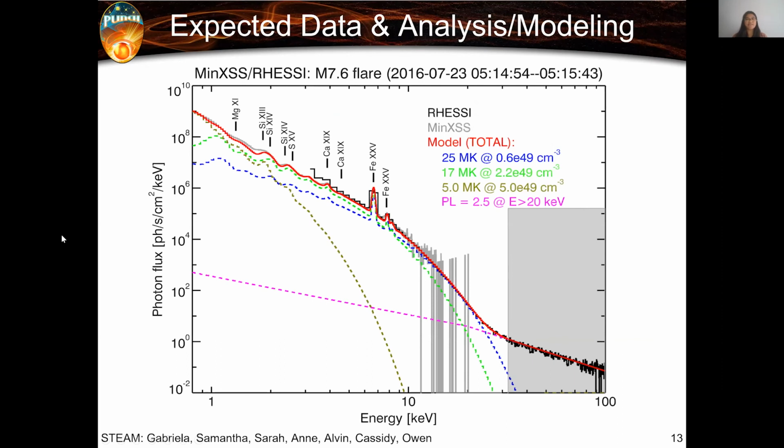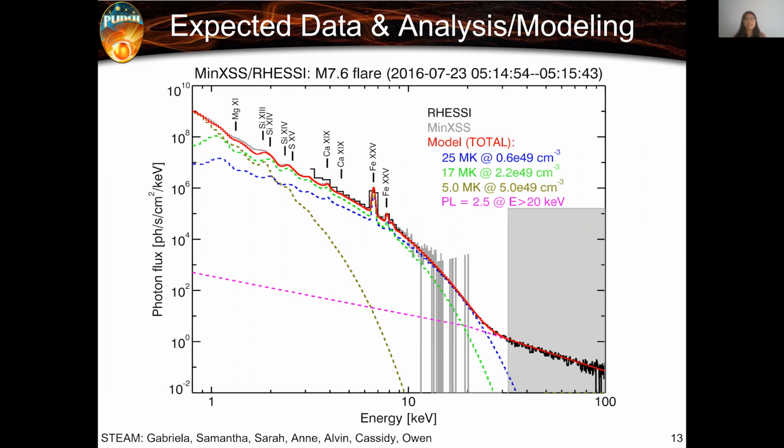Okay, so this data, which is courtesy of MinXSS and RHESSI, is very similar to what we expect to see and do with STEAM's data. By using both a hard X-ray and soft X-ray spectrometer, we will have a larger range of sensitivity. Looking at the graph, you can see that the soft X-ray spectra gets a little bit noisy when overlapping with the hard X-ray range. By having both of them, they complement each other and fill in the noisy parts of their respective spectrums.